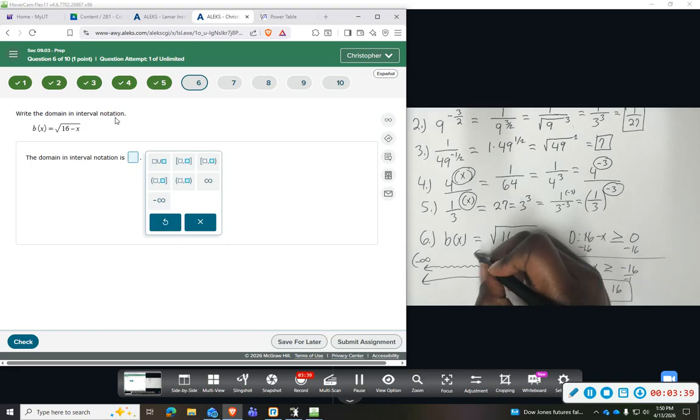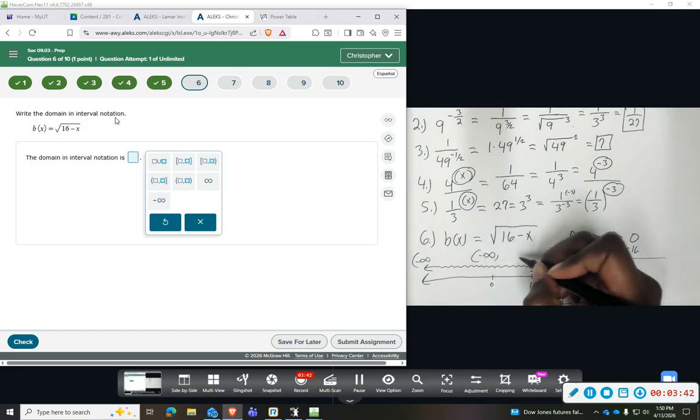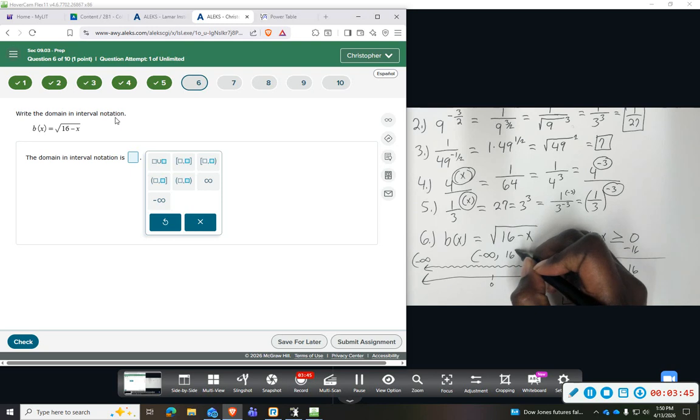So our domain is negative infinity, parenthesis, to positive 16, square bracket.